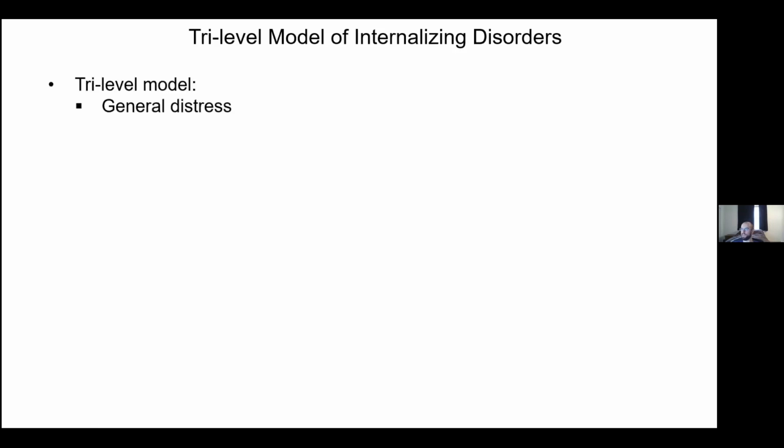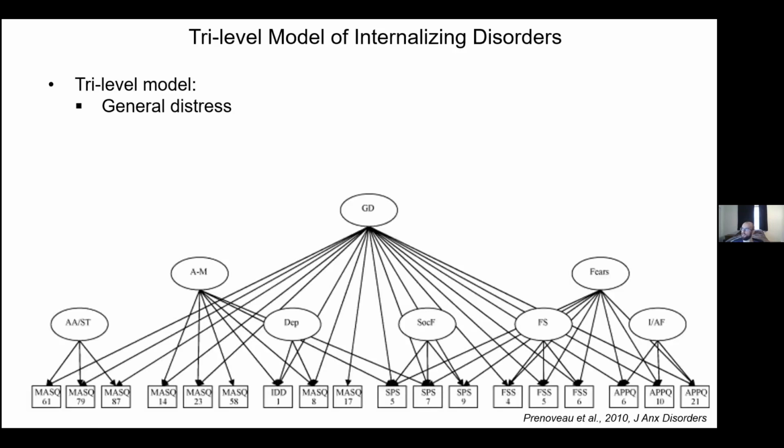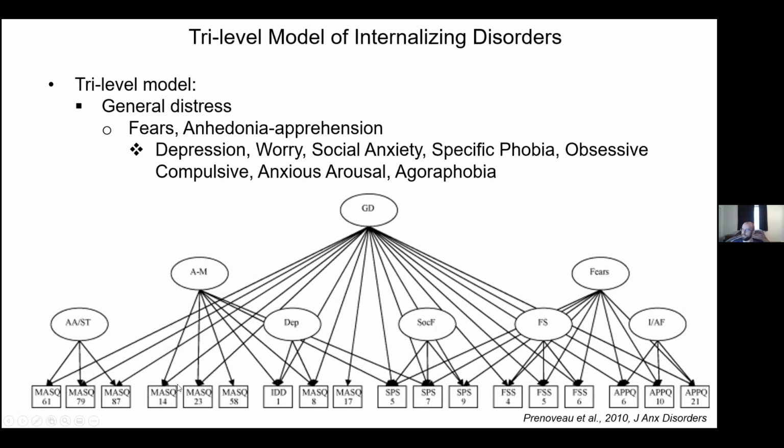So this tri-level model is pretty interesting. It's a hierarchical model, which has a general distress factor, which is related to all of the other psychopathology measures in the model. And then there's some intermediate ones, such as fears and anhedonia apprehension. So those are intermediate factors in the hierarchy. And then there's more narrow factors, which load onto a very select few symptoms, such as narrow depression, worry, social anxiety, and a few others as well.